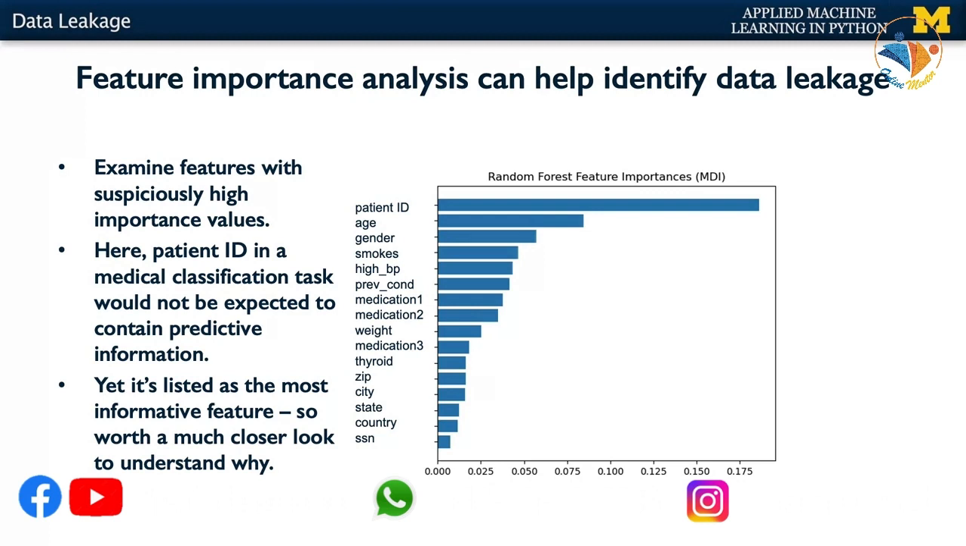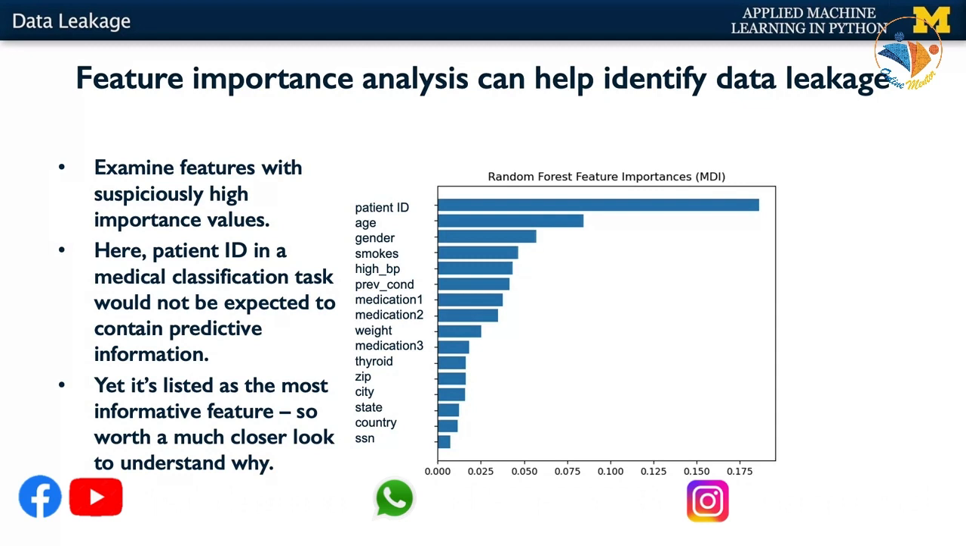So in this example, suppose we have a medical data set that includes various features about the patient, their health, medications, location, and so forth, as well as their patient ID in the system. So we train a classifier to predict that a patient will be diagnosed in the future with a certain disease. This is a medical classification task. We train the classifier and then examine the feature importance values.